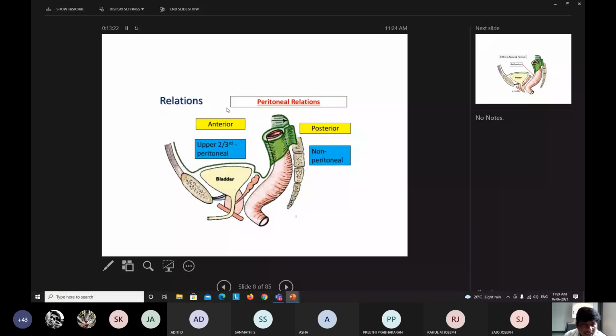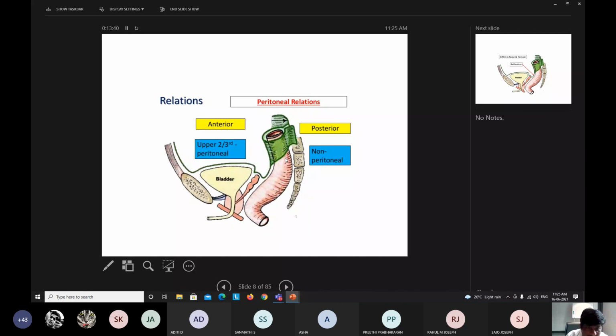Peritoneal relations. Anteriorly, the upper two-thirds is covered by the peritoneum, and the lower one-third is non-peritoneal. Posteriorly it is non-peritoneal.